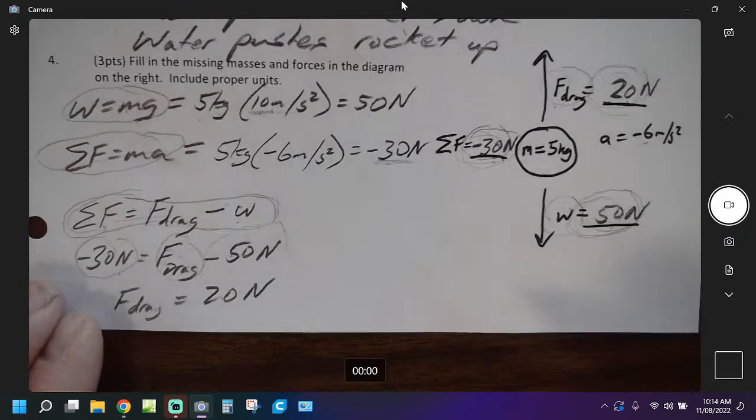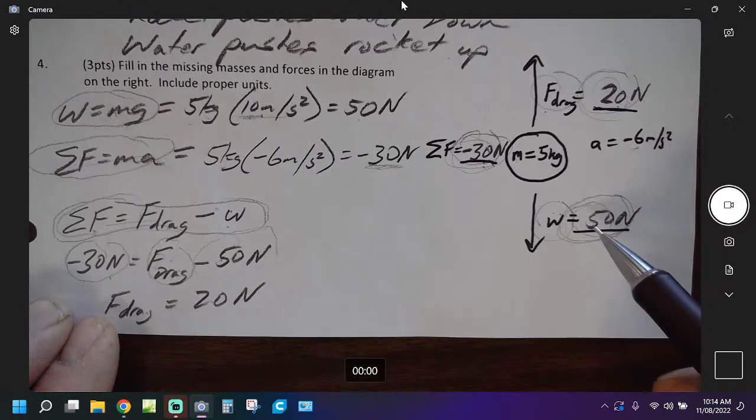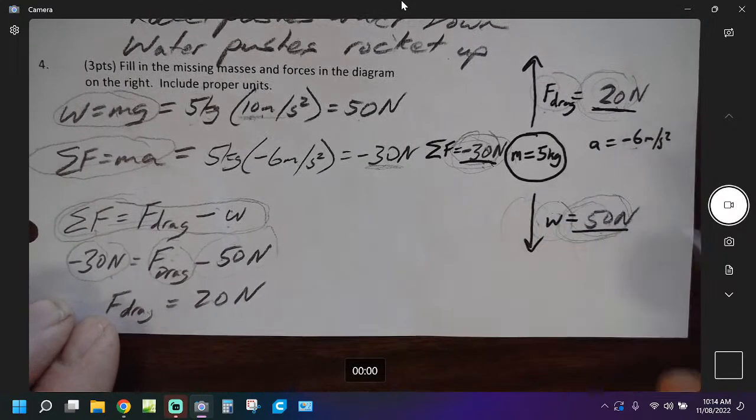Gianni? If you wrote -50 on here, I'd give you credit. But since it's got the arrow, I'd leave it off. But I wouldn't take off points.